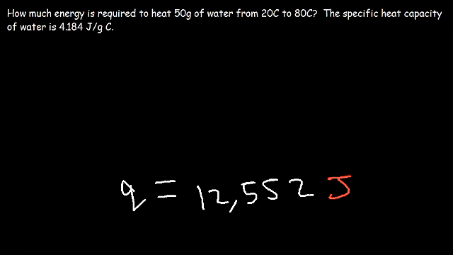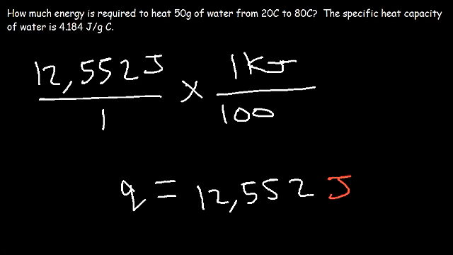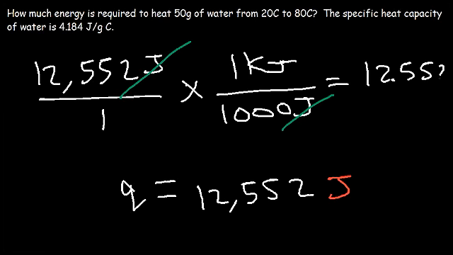But if you want to set up the conversion factor, here's what you need to do. Start with the joules that you have. We know that 1 kilojoule is equal to 1,000 joules. So you want to write it in such a way that the unit joules cancel. When you divide it by 1,000, it's the same as moving the decimal point 3 units to the left. So this is going to be 12.552 kilojoules.